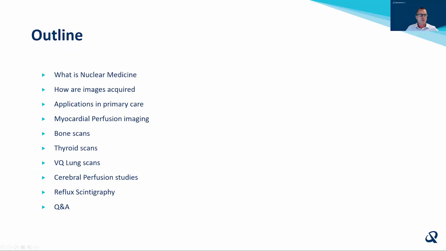Tonight, this is a brief outline of what we're going to cover. First of all, I'll do some basics about nuclear medicine and how images are acquired. Then I'm going to talk about some specific applications in primary healthcare. I'm going to focus a lot on myocardial perfusion imaging because that's probably one of the most underutilized nuclear medicine modalities within general practice, and is eminently accessible from the primary care point of view.